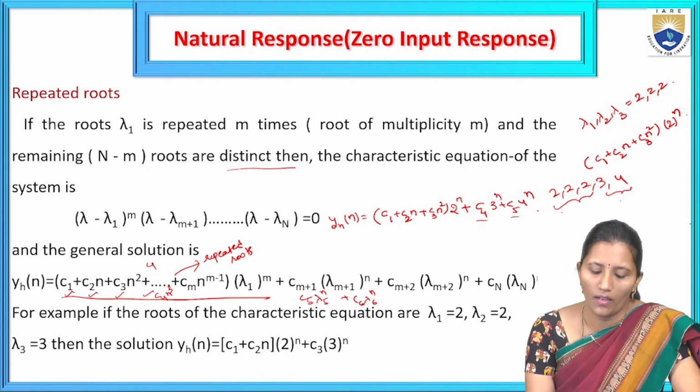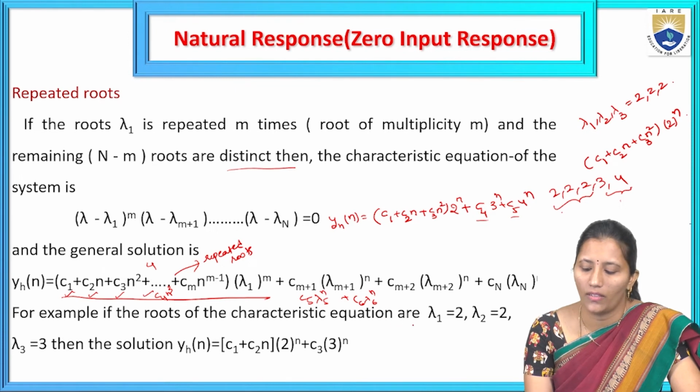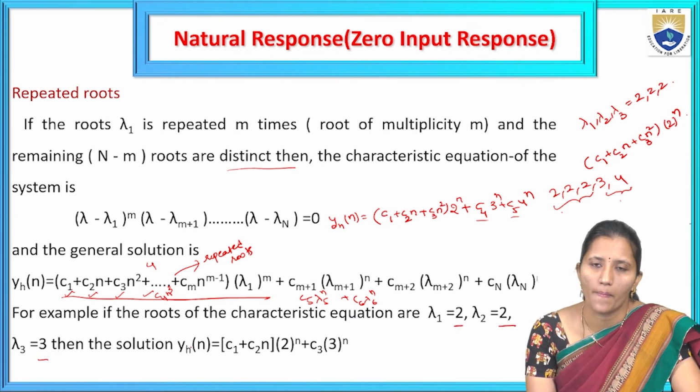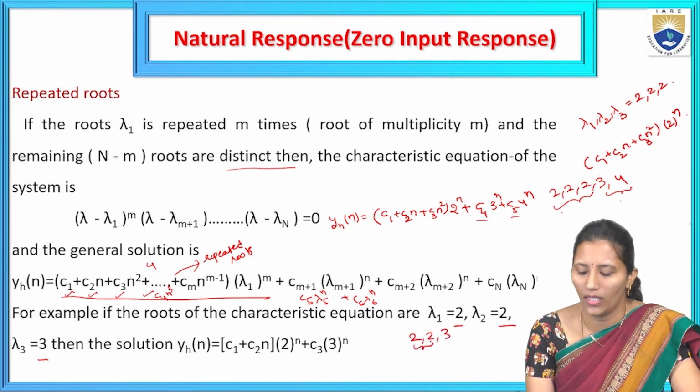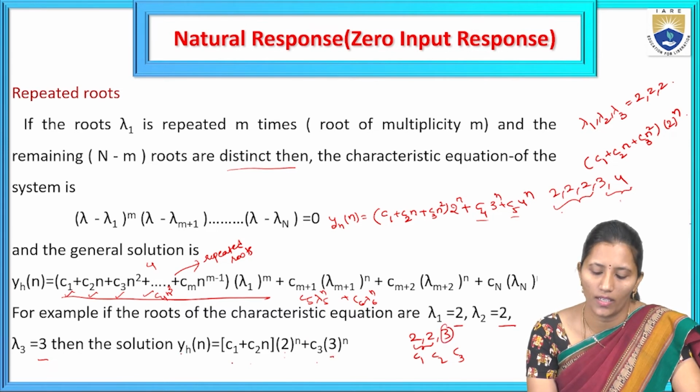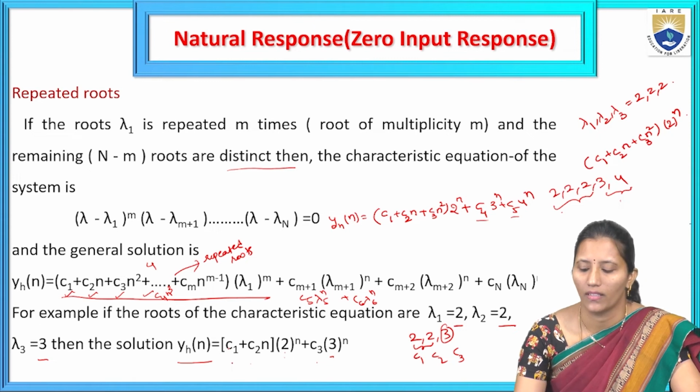Okay. Suppose I have, for example, if the roots of the characteristic equation are lambda 1 is equal to lambda 2 is equal to 2, lambda 3 is equal to 3, then the solution will be, here we have 2, 2, 3. So 2 repeated roots. So here constants C1, C2, C3, 3 constants we will get here. So first roots are repeated roots. So I can write that as C1 plus C2n into 2 power n, repeated root power n, plus C3 into the third root is 3. So 3 power n. So this is directly we can write the homogeneous solution like this.